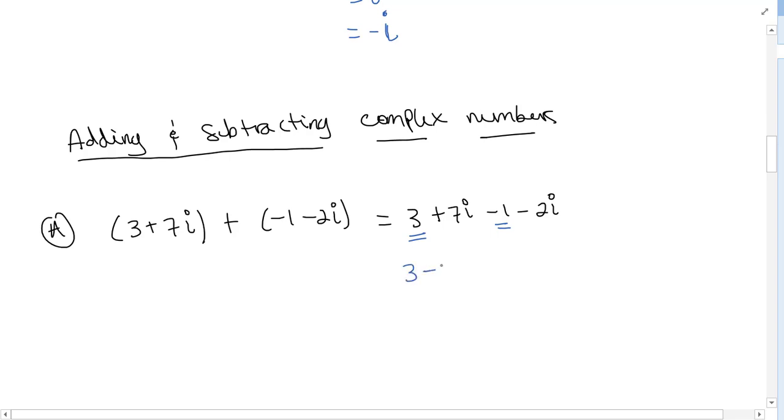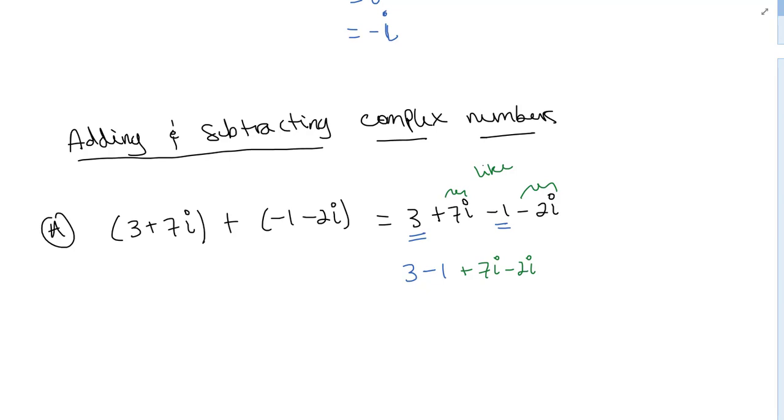That will be 3 minus 1. And then 7i and minus 2i are the imaginary parts, so these are like terms as well. So I can say plus 7i minus 2i. So I have the real part and the imaginary part put together. 3 minus 1 is 2, and 7, these are like terms, so the i just indicates they're alike. So I subtract the coefficients. 7 minus 2 is 5.